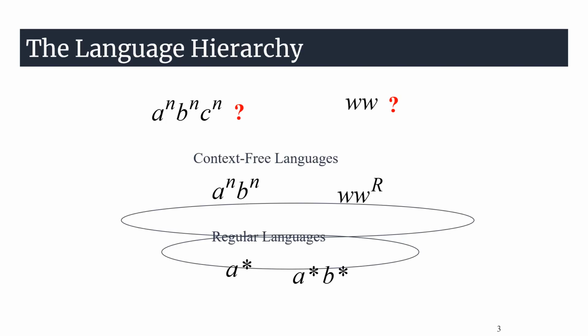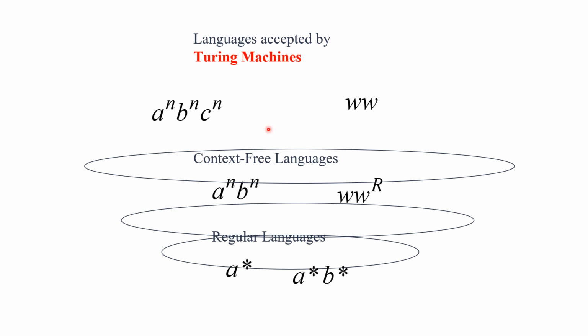This is a language hierarchy, showing that regular languages of these types can be accepted by an FA. This is context-free language. These are accepted by a PDA. And what about this type of language? For this type of problem, we introduce the Turing machine. These types of problems are easily solved by a Turing machine.